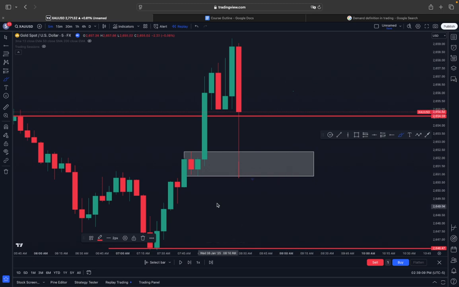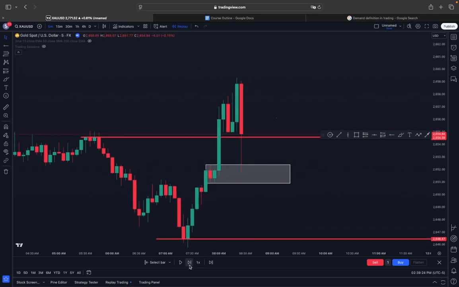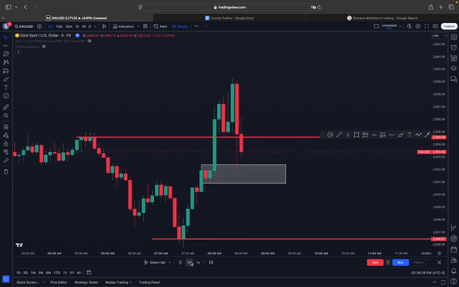But guess what? It didn't do that. So this is a completely valid zone because this wick did not shoot through. It came, tapped our zone. We got our reaction. We got a reaction that we liked. So now we're looking for our entry.